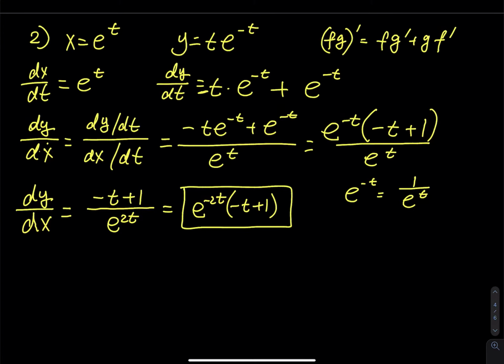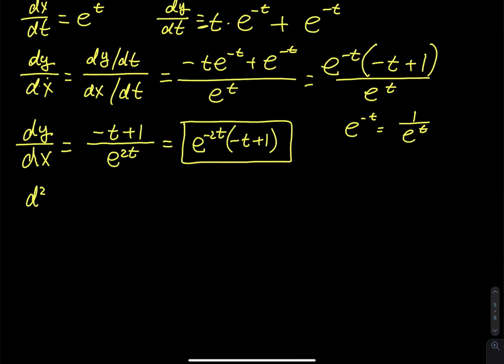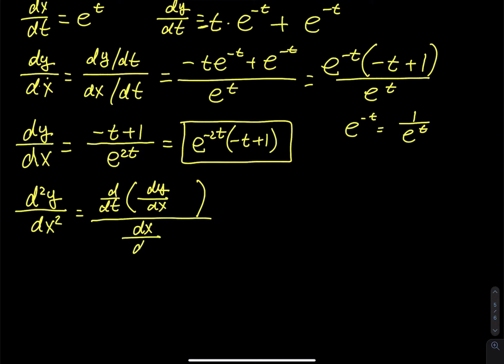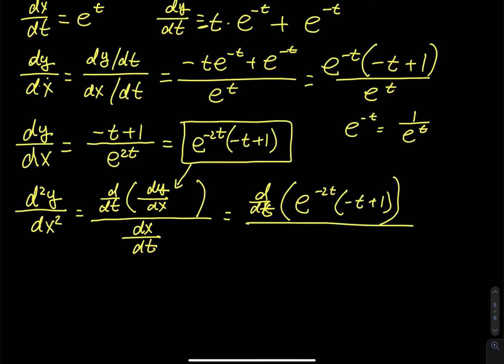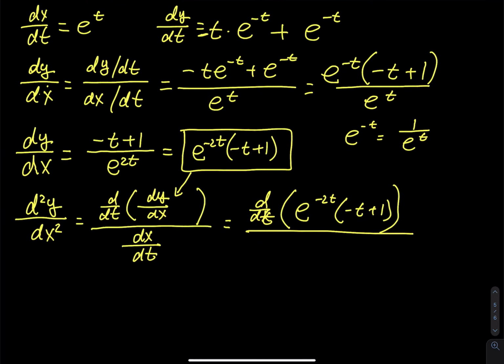So the next part starts with a formula, d squared y over dx squared, that is equal to the derivative with respect to t of the previous part, which is dy/dx, and then we have the whole thing divided by dx/dt. This is a formula straight from part 1. If you go back to the beginning of this video, the formula is over there. The dy/dt, we will just bring this part down. So that means we are taking the derivative of e to the negative 2t times negative t plus 1, and then divided by dx/dt. We got that way at the beginning. Dx/dt is just e to the t.